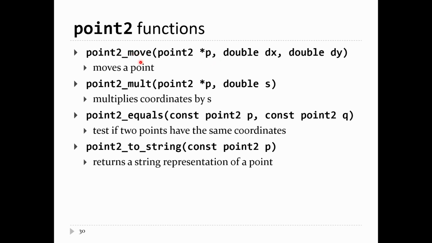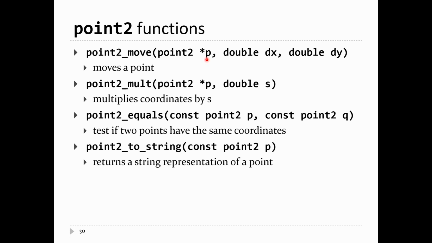So I'm going to make a function that lets me move a point. It's called move. It takes a pointer to a point, and it takes 2 double values, dx and dy. So it moves a point by the vector dx, dy. In other words, it adds dx to the x coordinate, it adds dy to the y coordinate. Now, why does it need a pointer to a point2? Why can't I pass in just a regular point2 if I want to move the point p? Anybody? Someone must know.